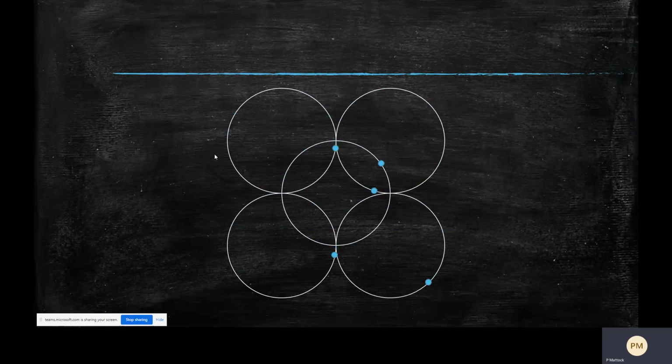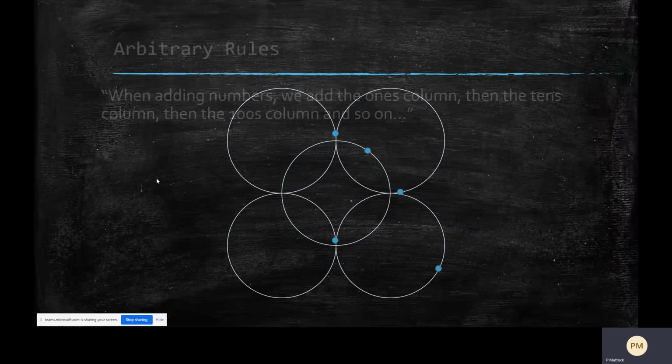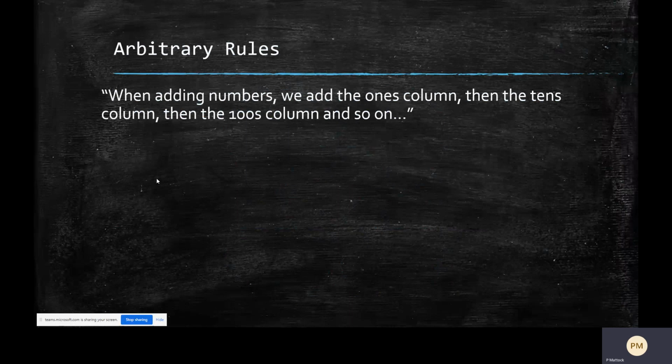So what I'm going to look at today is a couple of mathematical ideas and how we can use models and structure in place of rules to support pupils in making sense of them throughout the curriculum. The first concept that I'm going to look at is addition.